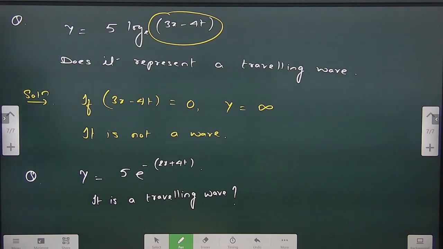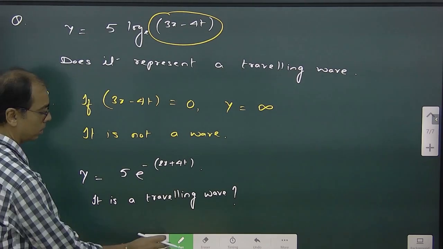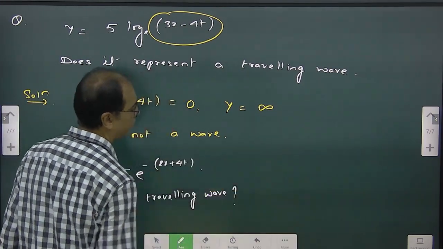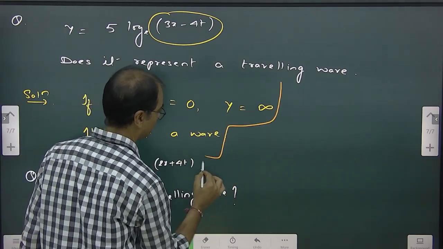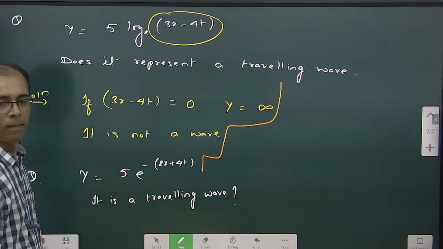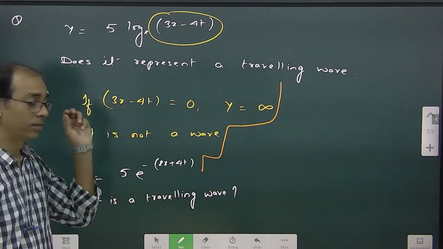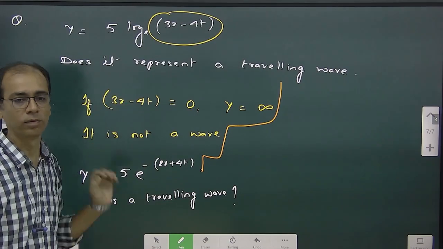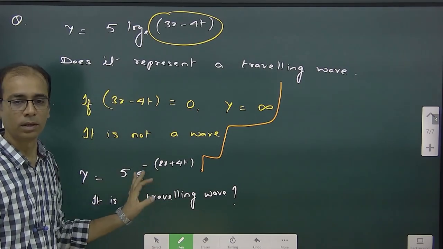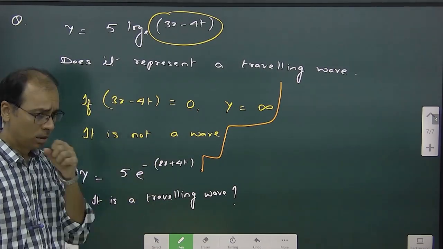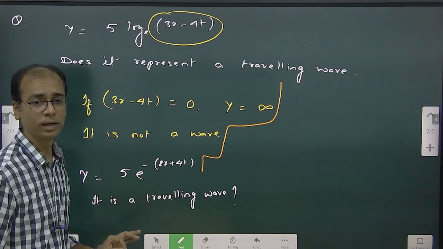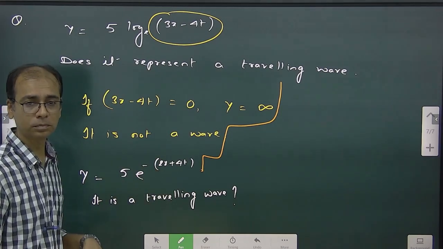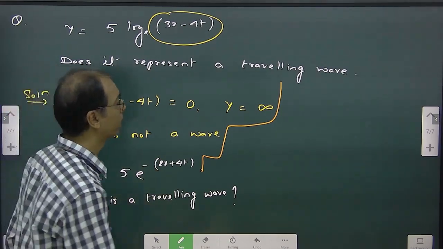Yes, students. Is it a travelling wave? Yes, sir. Whether this is travelling, yes. I have given you the ax plus minus bt form, no doubt about that, so velocity we can find. But is it a wave? Let's see. Again, same thing we'll write.